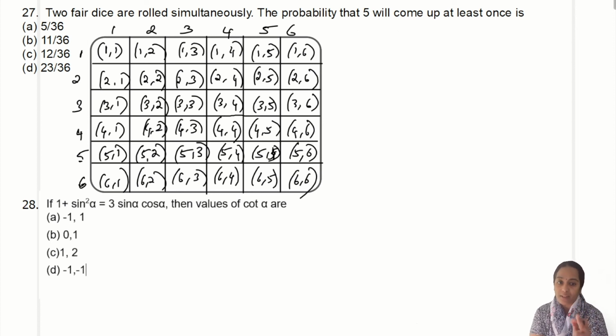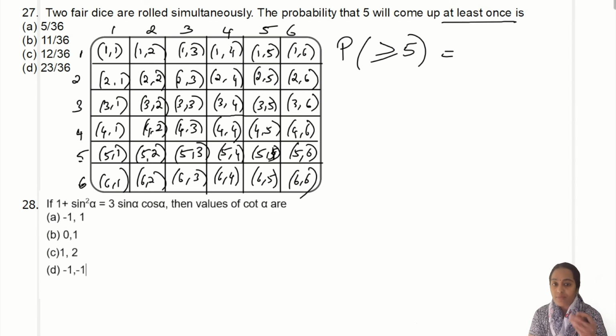The probability that 5 will come up at least once is asked in the question. So what does it mean? Probability that 5 will come up at least once means it should have 5 at least once. At least once means in one die 5 should come, or in both the dice 5 should come. So that is what is asked in the question. Because you're rolling 2 dice simultaneously, either one die should show up a 5, or both the dice should show 5.